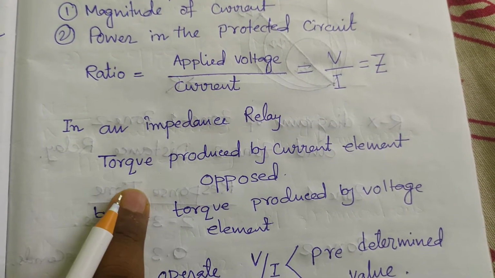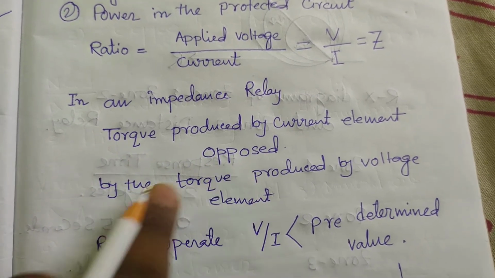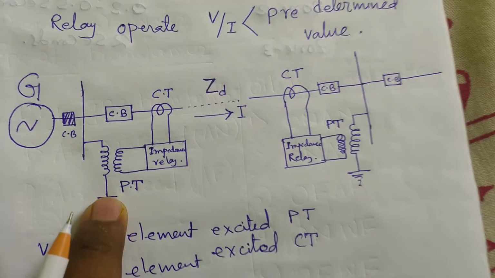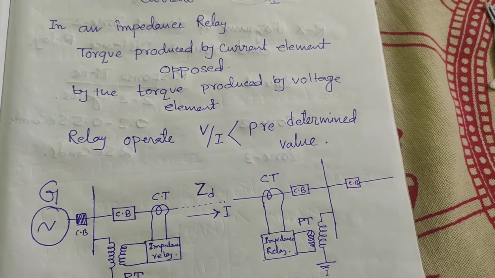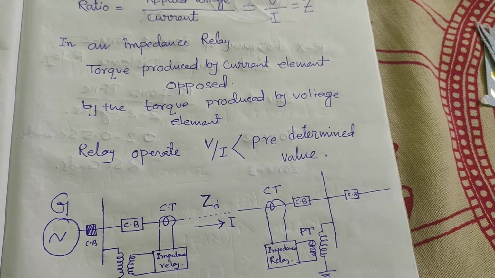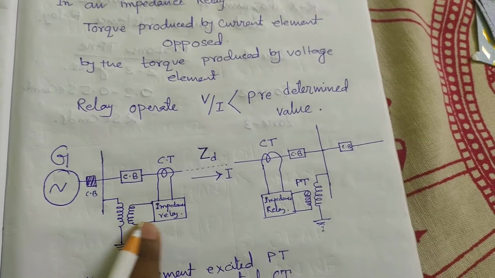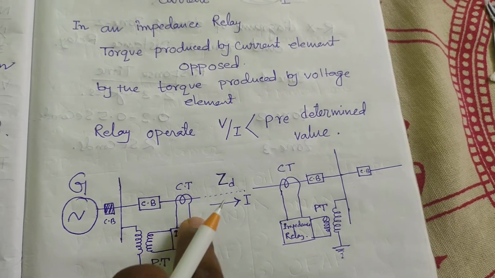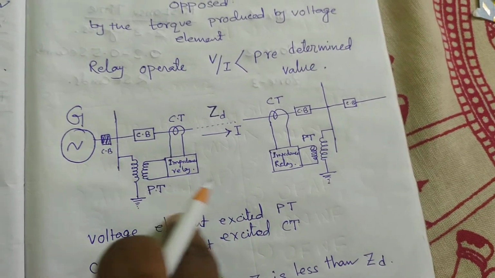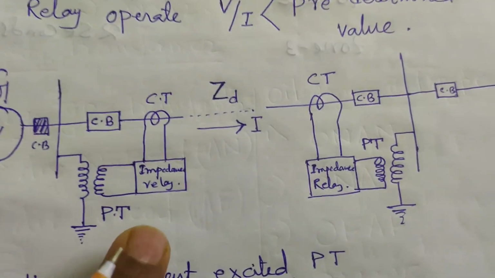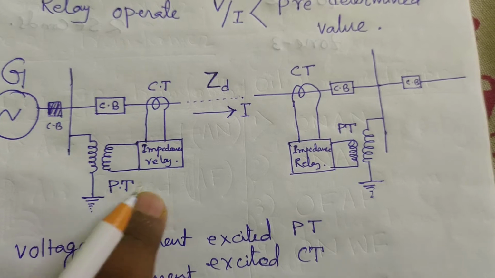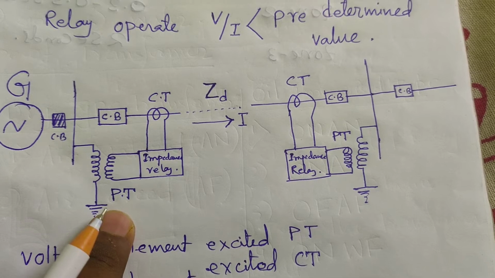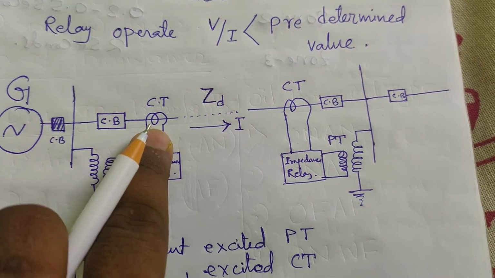In an impedance relay, the torque produced by the current element is opposed by the torque produced by the voltage element. In that figure, from the PT, the torque is produced by the voltage element, and the current element torque opposes it. So this is the pictorial representation of the impedance relay, how the impedance relay is connected with the PT and also the CT. What is PT? PT is the potential transformer and CT is the current transformer.